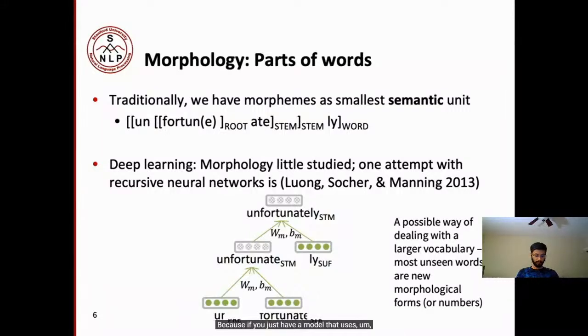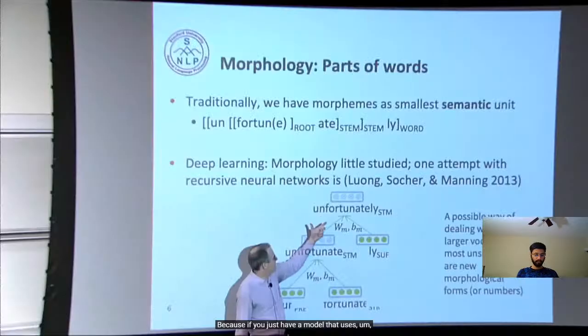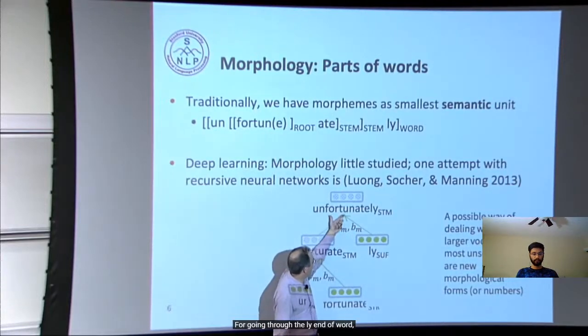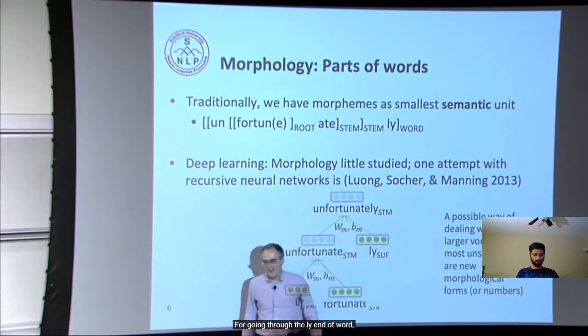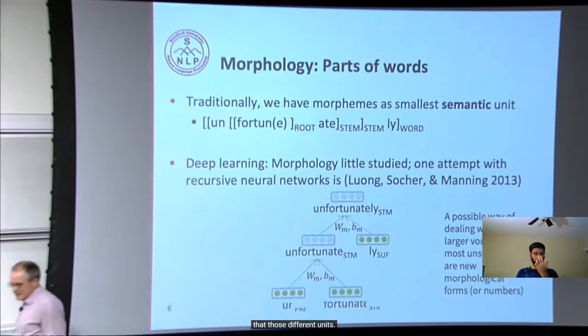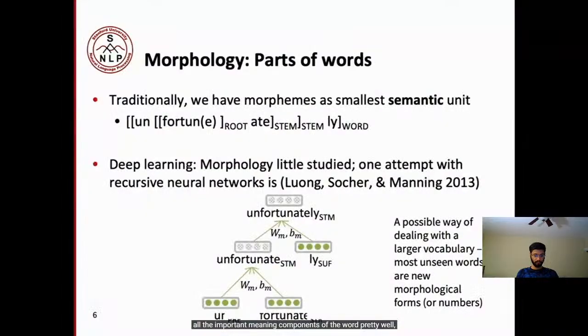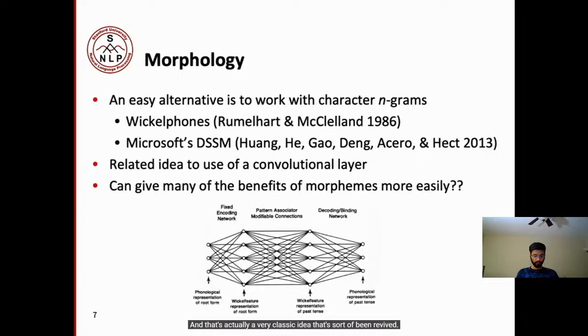Because if you just have a model that uses character trigrams, and you have start of word, un, and nfo, and so on, going through to ly, end of word, those different units, those different character trigrams in a distributed way, will pick up all the important meaning components of the word pretty well, and that's just good enough. And that's actually a very classic idea that's sort of been revived.